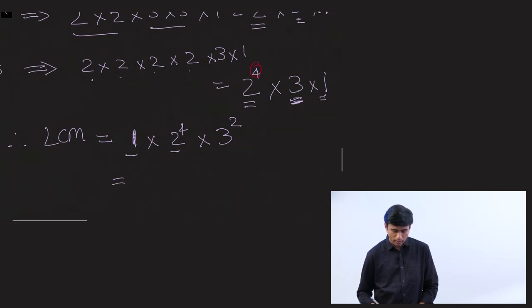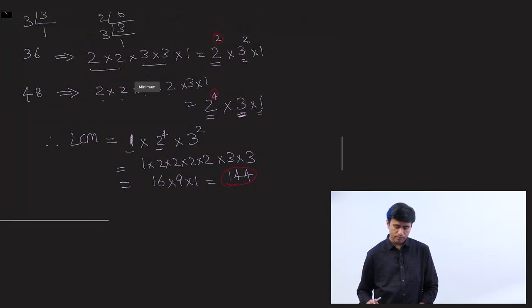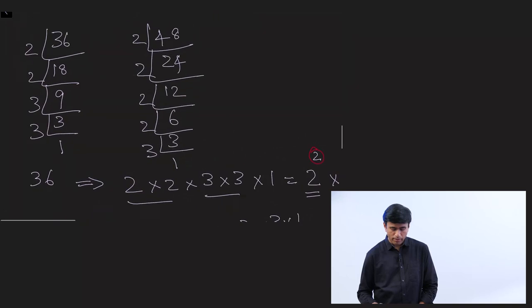Now let's just multiply. 1 into 2 into 2 into 2 into 2 into 3 into 3. If you do the multiplication, you will find this as 16 into 9 into 1. And the answer is 144. That is your LCM. This is how you can find LCM using your prime factor method.